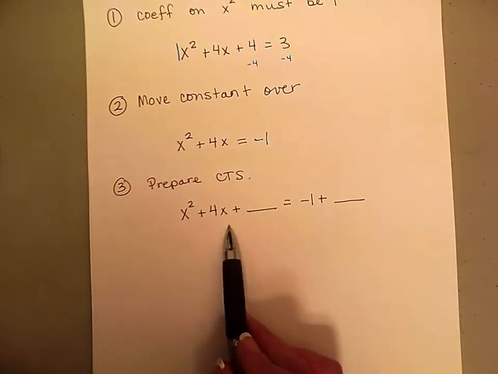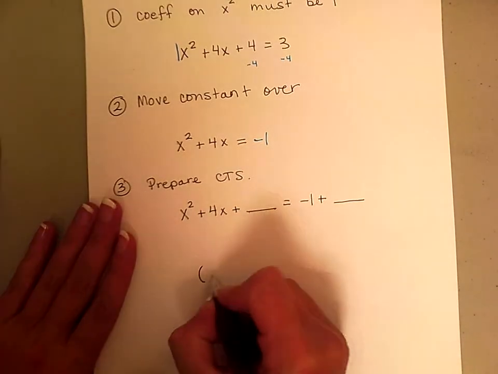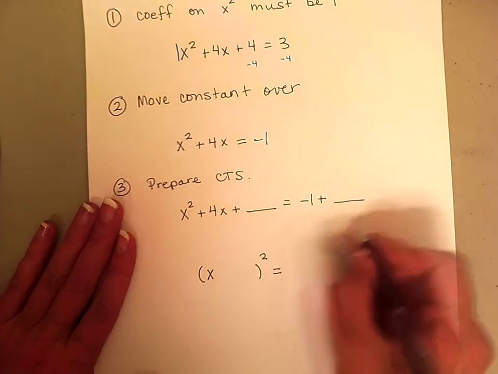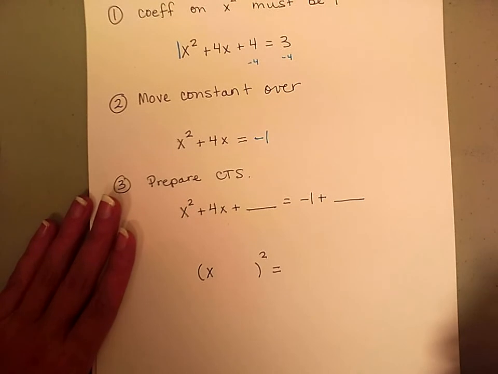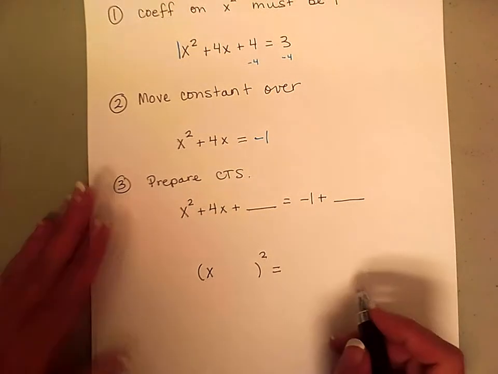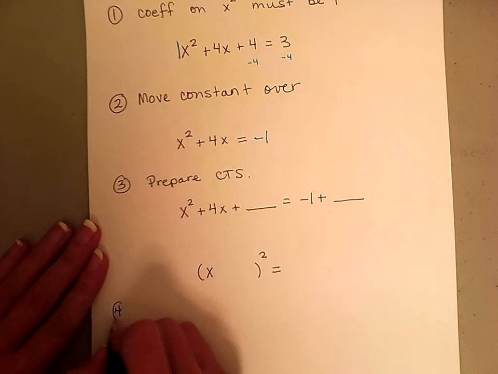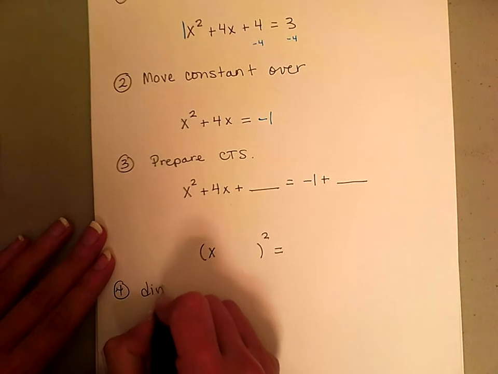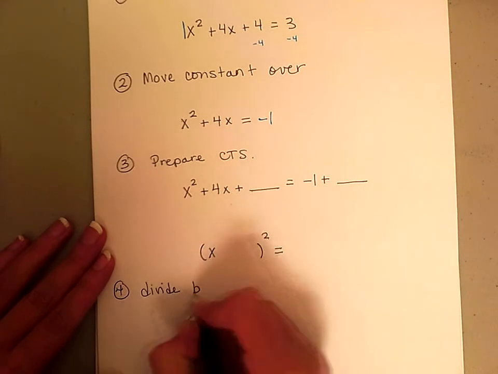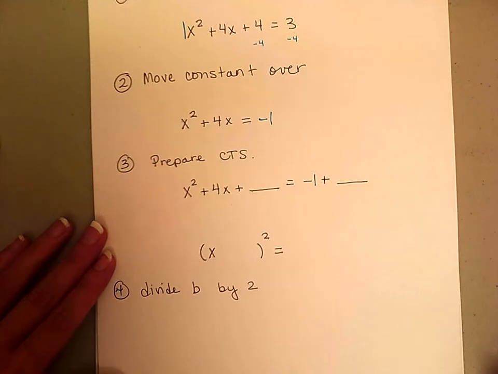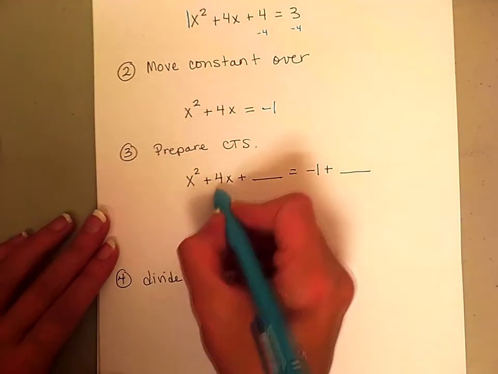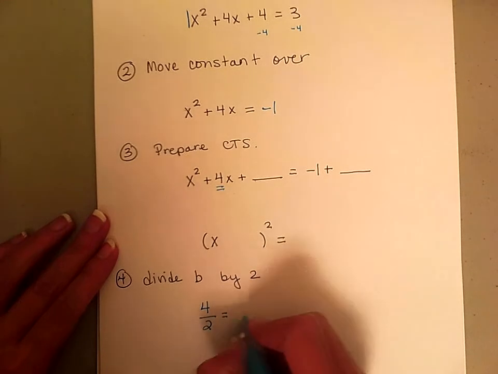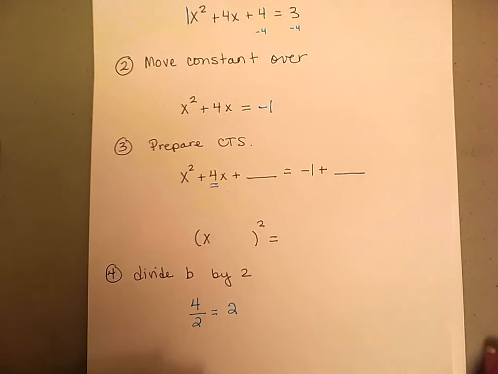So that's our goal here. We want to write this as x, some quantity squared, is equal to a constant. And the way we do that is you divide b by 2. Okay? Alright. So in this case, b is 4. So we're going to divide 4 by 2. That's the number 2.